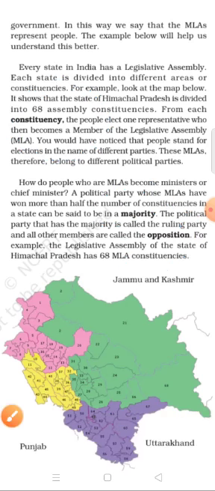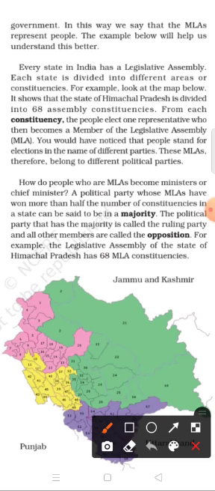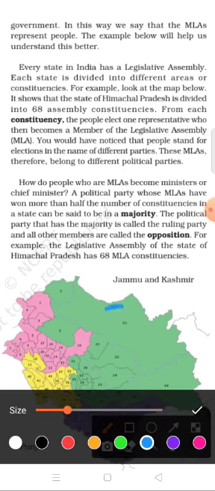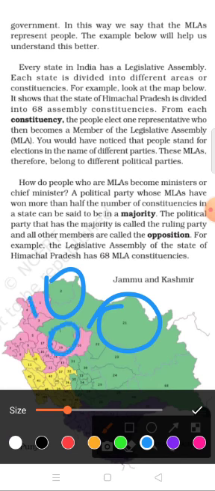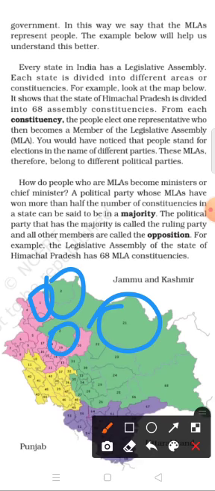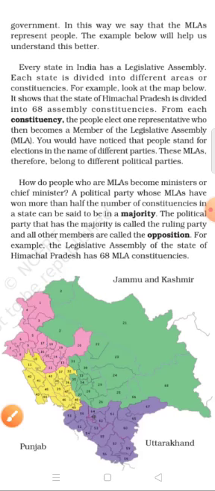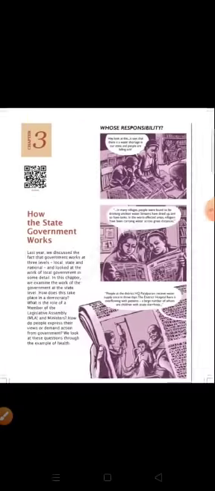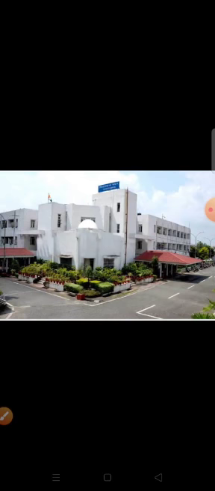Okay, I will show you some pictures today also. So you can see easily the numbers 1, 2, 3, that is the constituencies. So how many constituencies? Here it is 68. Same in our Uttarakhand too.